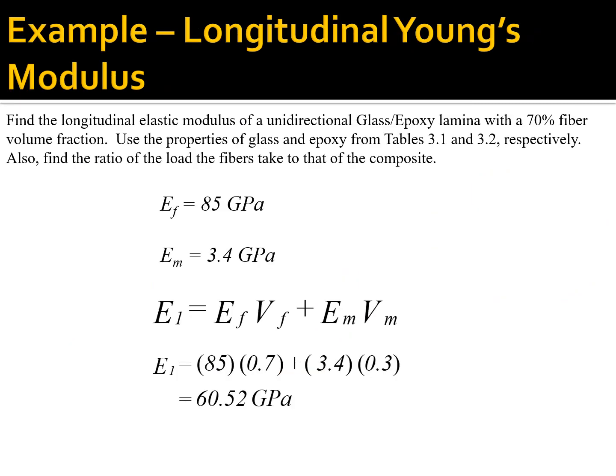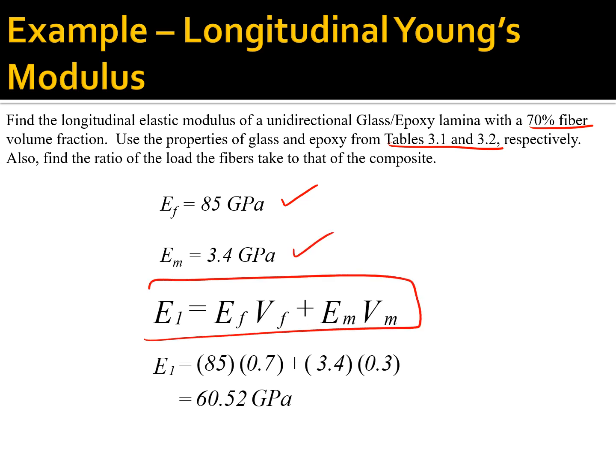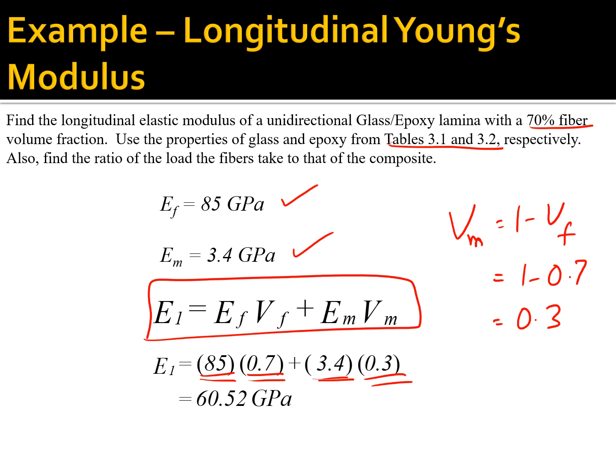We want to find the longitudinal elastic modulus, or longitudinal Young's modulus, of a unidirectional glass epoxy lamina. The properties are given in tables 3.1 and 3.2. It is 70% fiber volume fraction. EF is given as 85 gigapascals, EM is 3.4 gigapascals. So we derived just this formula just now. All you do is 85, 3.4, and 70% is 0.7 fiber volume fraction, and the volume fraction corresponding to the matrix will be 0.3, and that's what we get here, 60.52 GPa.